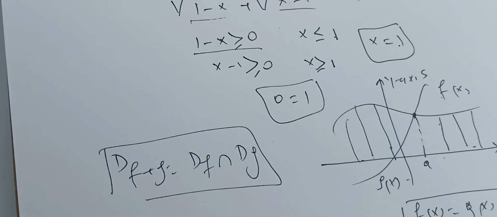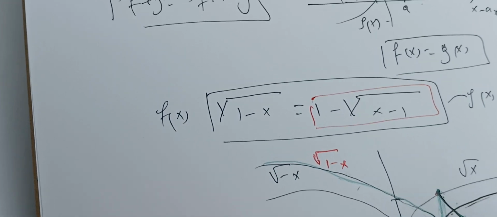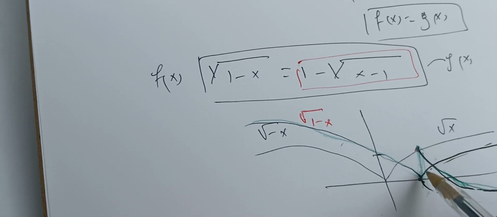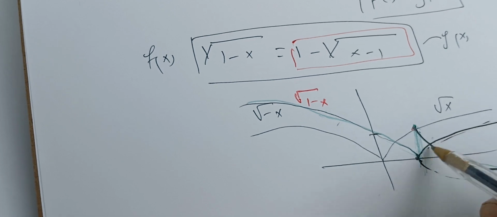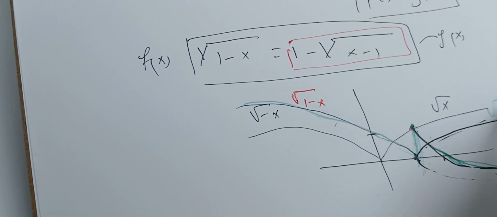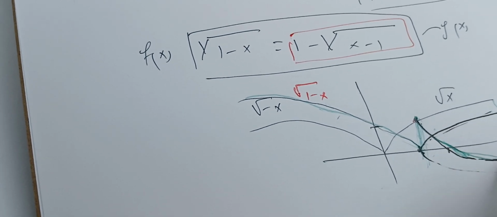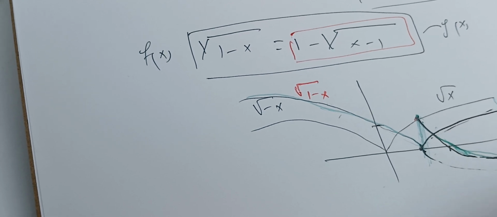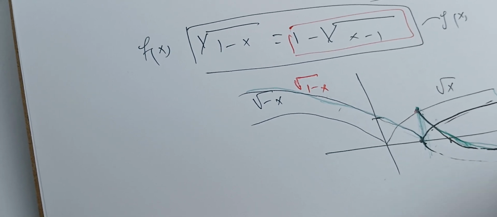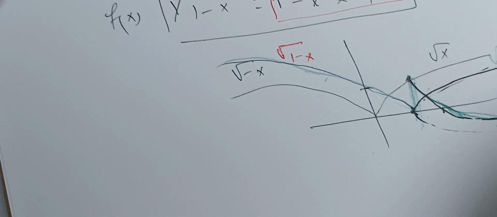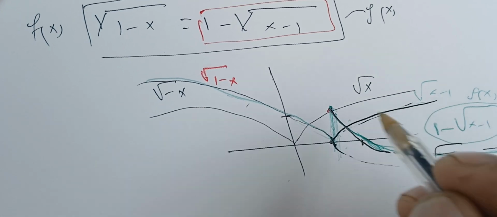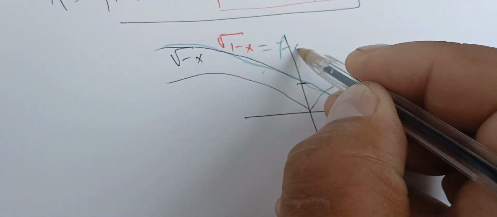That means they don't intersect, and they are both defined for one value only, which is 1. So this is the square root of x minus 1. This is minus square root of x minus 1. This is 1 minus square root of x minus 1. So the one in green is our function g of x, and the one in red is our function f of x.